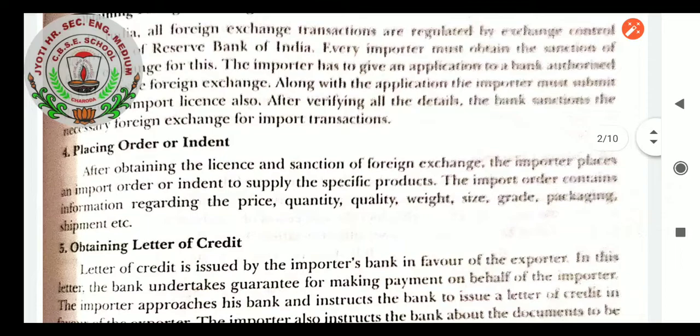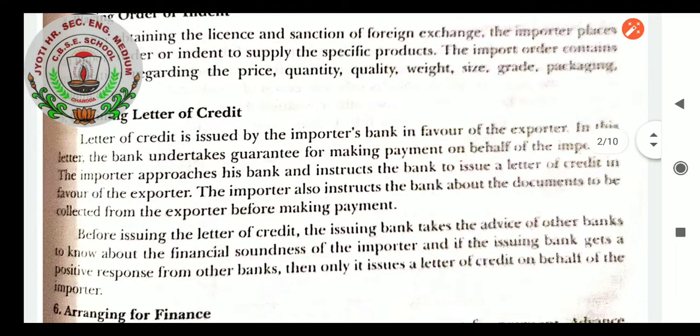Next is placing order or indent. After obtaining the license and sanction of foreign exchange, the importer places an import order or indent to supply the specific products. The import order contains information regarding the price, quantity, quality, weight, size, grade, packaging, shipment, etc., of the goods.